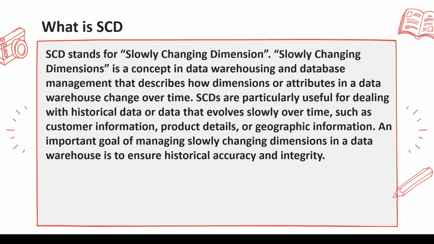Slowly changing dimension is a concept in data warehousing and database management that describes how a dimension or attribute in a data warehouse changes over time. So basically what happens when we update a table? Let's say the value has been changed. What you typically do is you update that value, so that value is overwritten, but you cannot overwrite values in certain cases. You have to maintain the history.